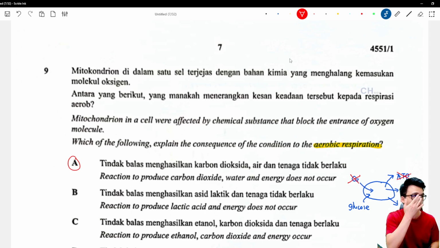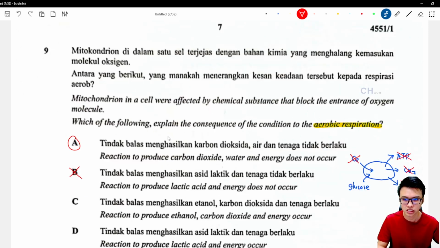But I have seen the schema jawaban. So the schema jawaban shows us the answer is B. So the answer is not B. Remember that. Okay, please go and double check with the jawaban here.